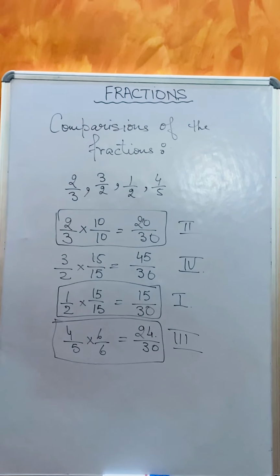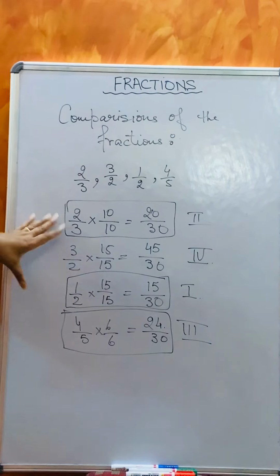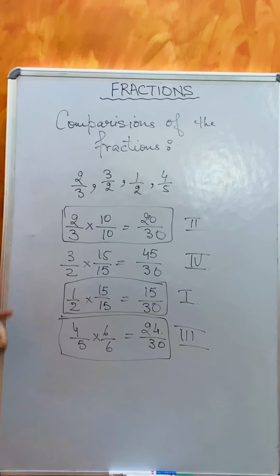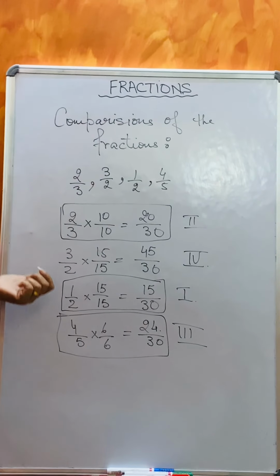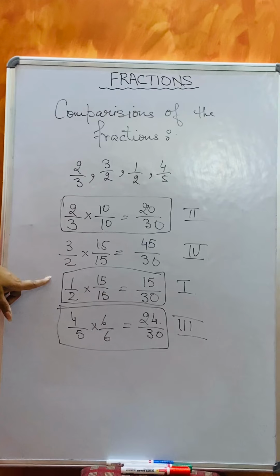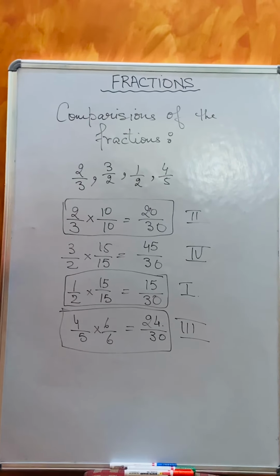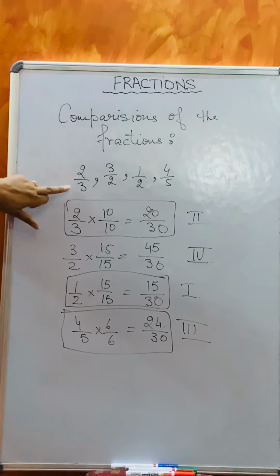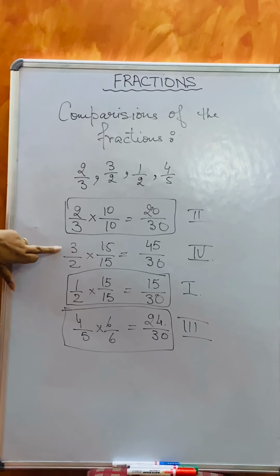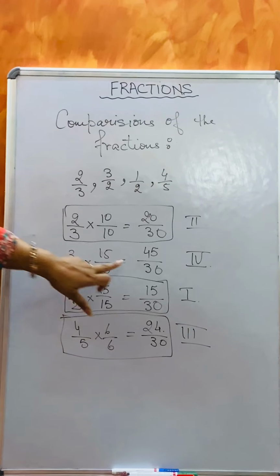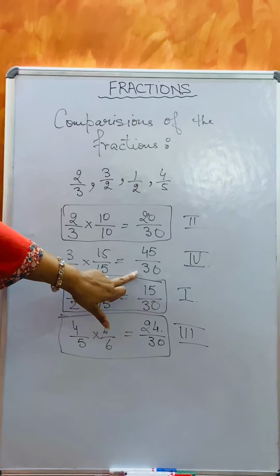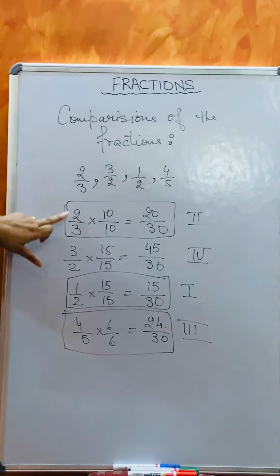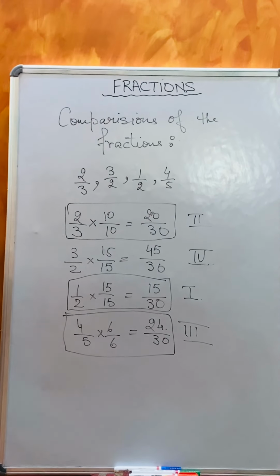If required, we arrange them in ascending order, from the smaller to the greater fraction, and descending order from the greater fraction to the smaller one. And if we want to compare which one is greater and which one is less, suppose we have to compare 2 by 3 and 3 by 2. So 45 by 30 is a bigger fraction than 20 by 30. So 3 by 2 is greater than 2 by 3 and so on.